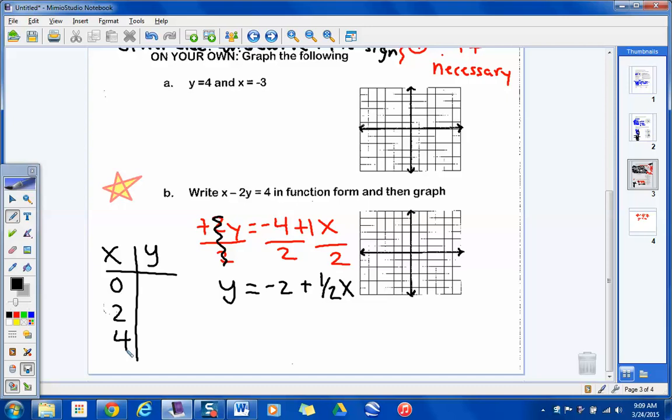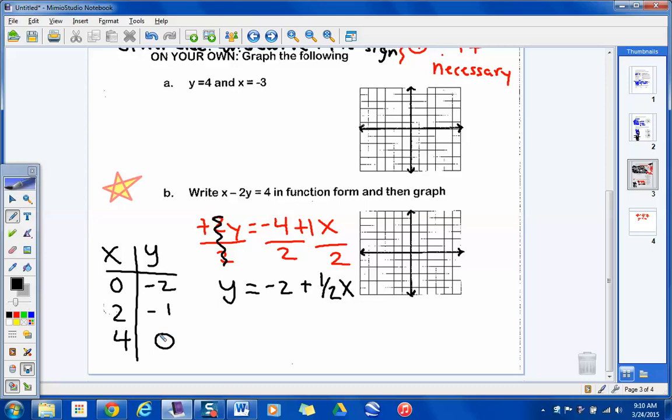What am I going to insert for x first? 0. Okay, what's half times 0, guys? What's half of 0? 0 plus negative 2. What do you get? Negative 2. 0, negative 2 is a point we're going to plot. Plug 2 in. What's half of 2 now? Half of 2 is 1. 1 plus negative 2 is negative 1, right? Hey, check this out. Plug the 4 in. What's half of 4? 2, right? 2 plus your negative 2. What is that? Zero.